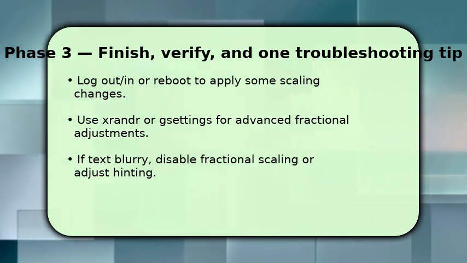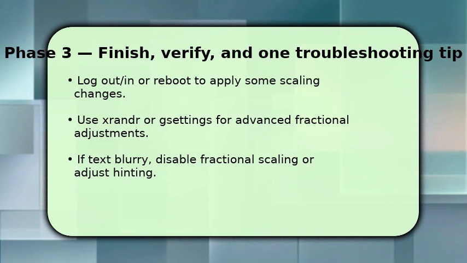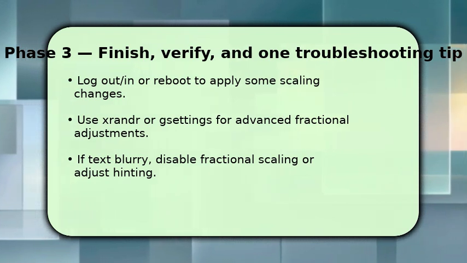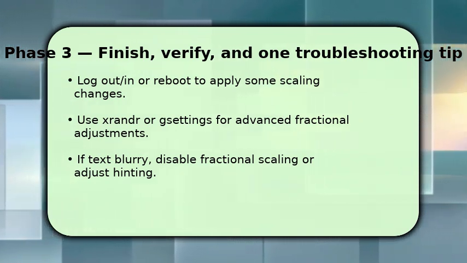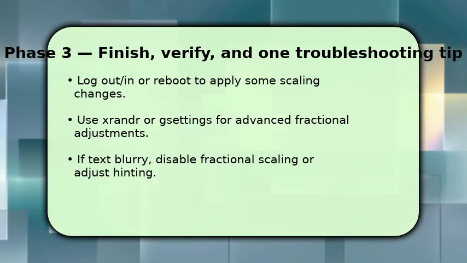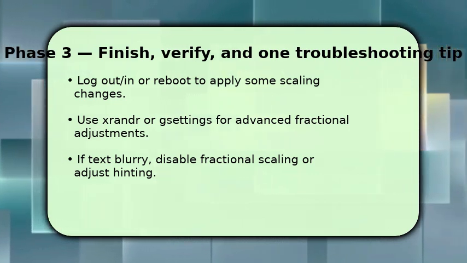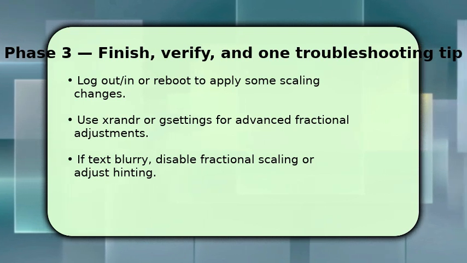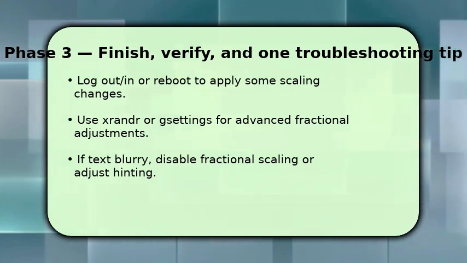between standard steps. If text appears blurry after changes, make sure fractional scaling isn't forcing integer scaling emulation. Instead, try toggling hinting or anti-aliasing in GNOME Tweaks. You'll quickly restore crisp text by reversing the last tweak, then applying a different hinting option.